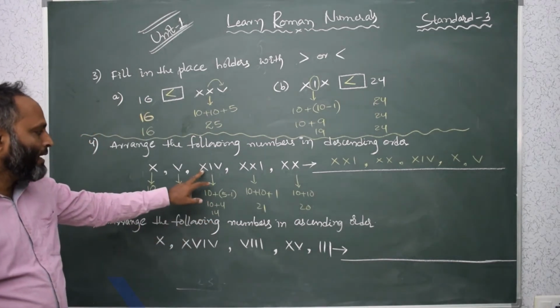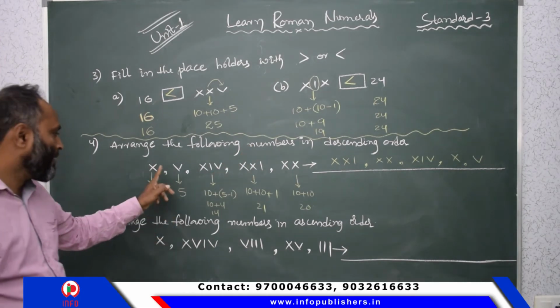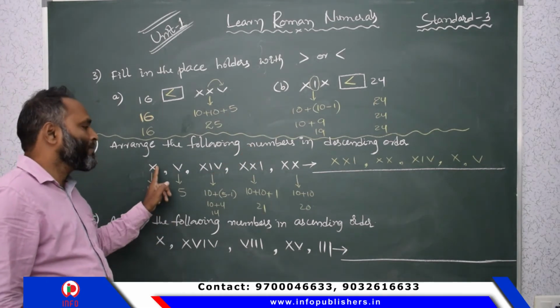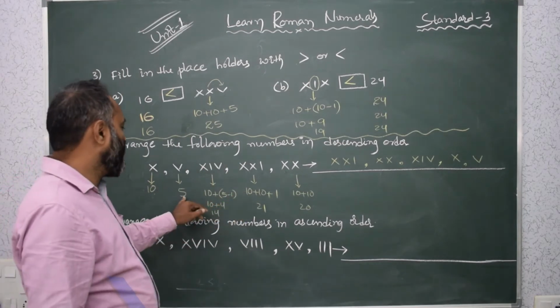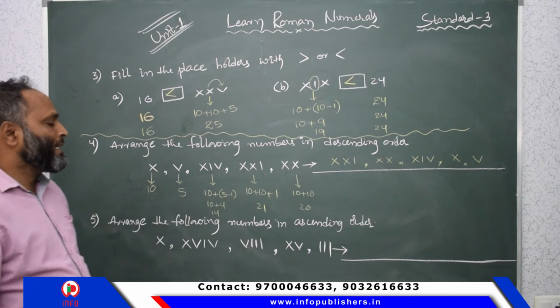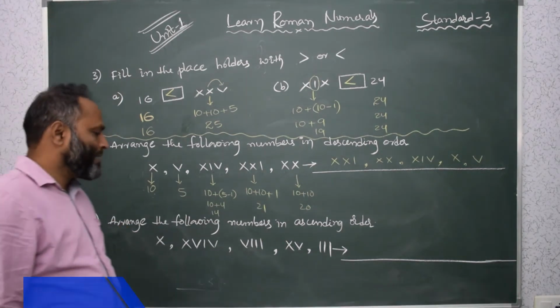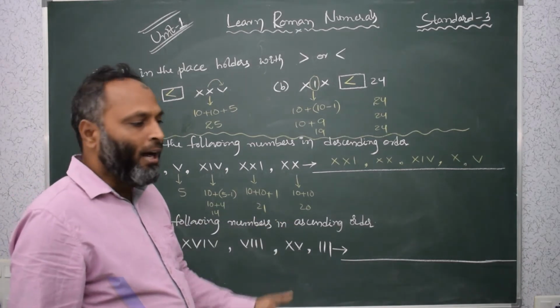14 is XIV. After that the smaller one is 10, that is X, and the smallest is V. This is the descending order method. And vice versa, another is ascending order. How to write in ascending order?